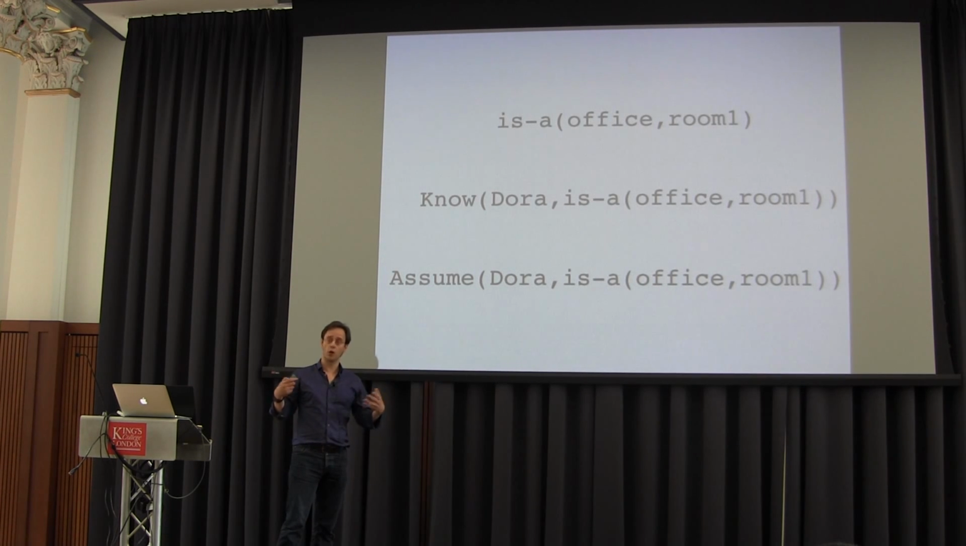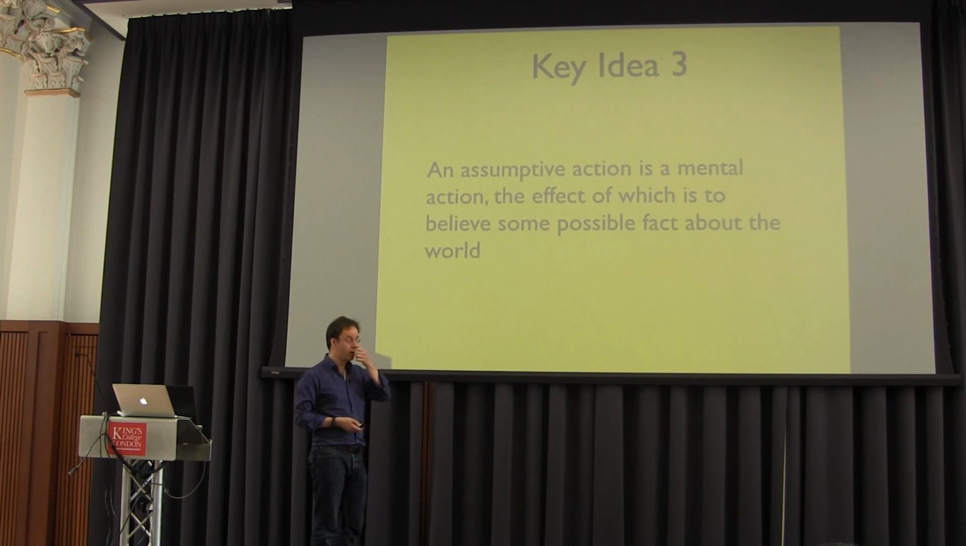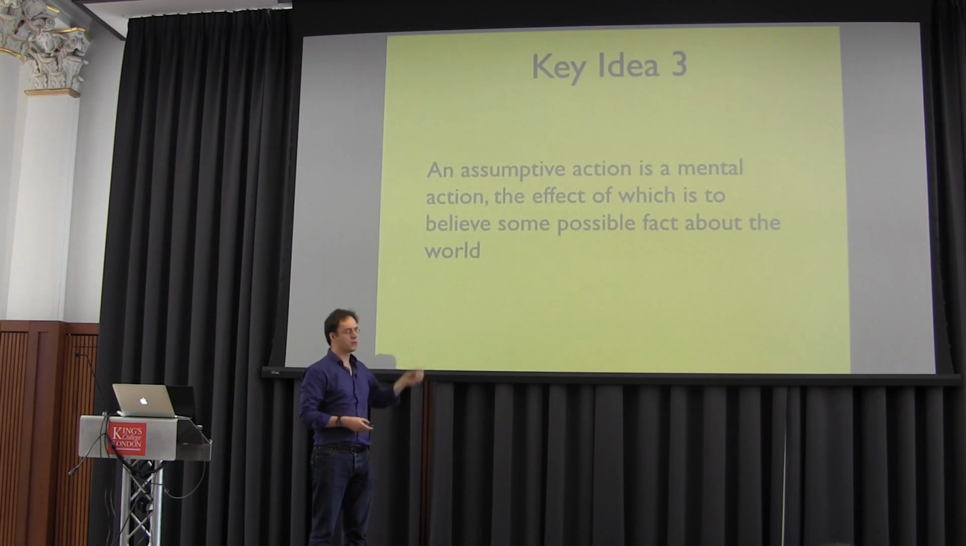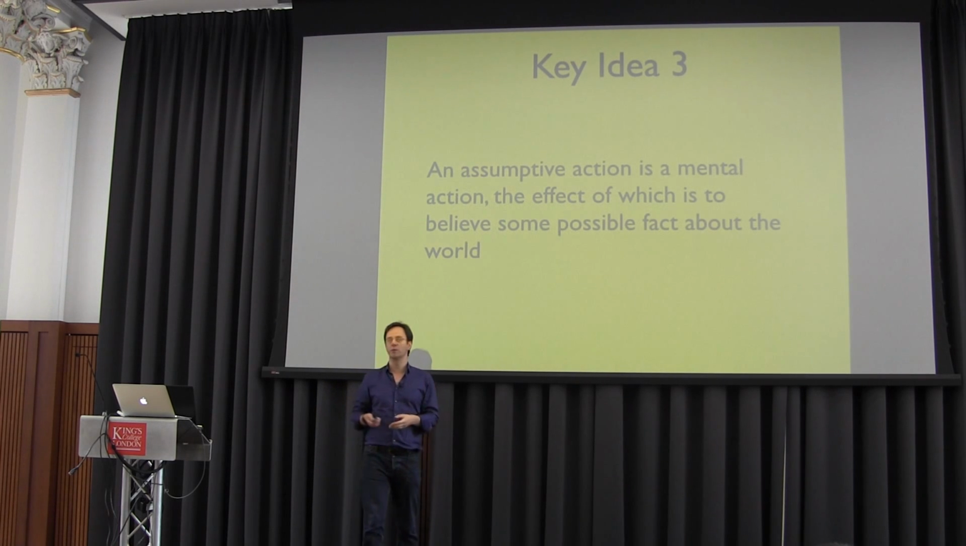Now, in the paper, we explain a lot of different operating models and characteristics, but the one I'm going to emphasize here is called an assumptive action. An assumptive action is, very simply put, a mental action that has a cost to it. That cost, broadly speaking, is going to be the inverse of the likelihood of the assumption that you're making. So the less likely the assumption is to hold, the more costly the action is going to be. And the effect is to believe that possible fact about the world.